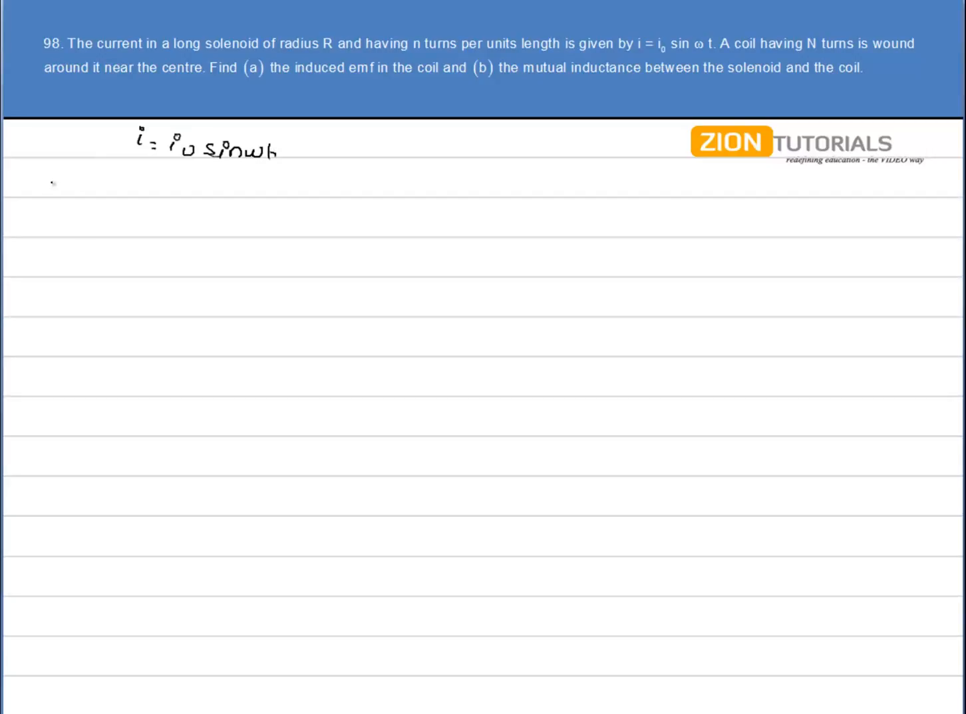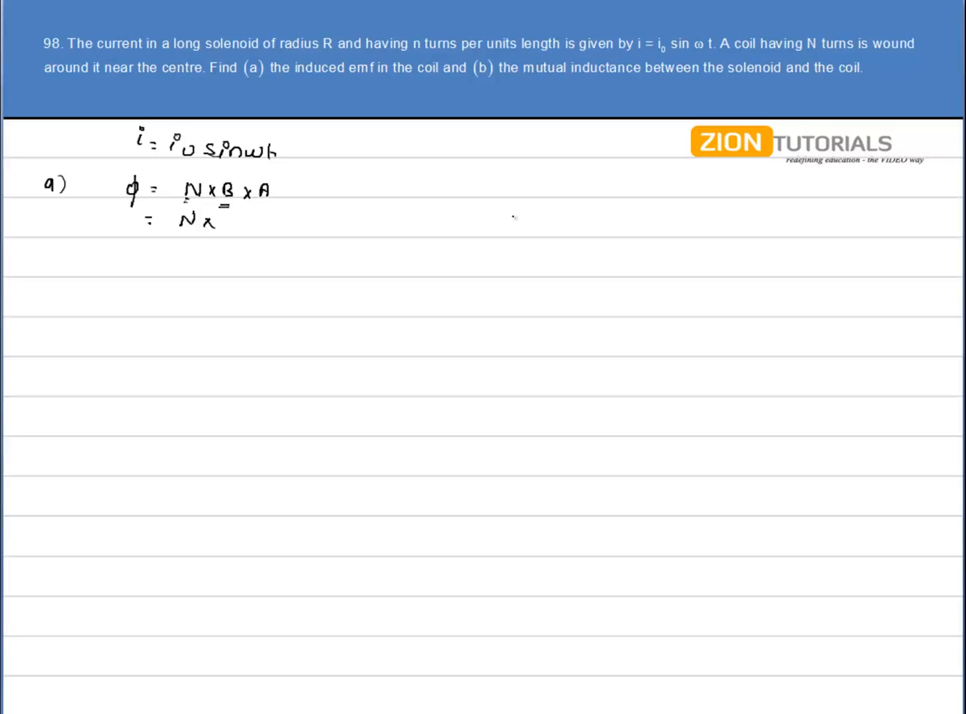So in the first part, we have to calculate the induced EMF. First we have to calculate the flux that is passing through the center coil. So flux will be given by N phi, that is N times the magnetic field into area. Here capital N is the number of turns on the coil. Now the magnetic field is the field at the center of the coil due to the solenoid.